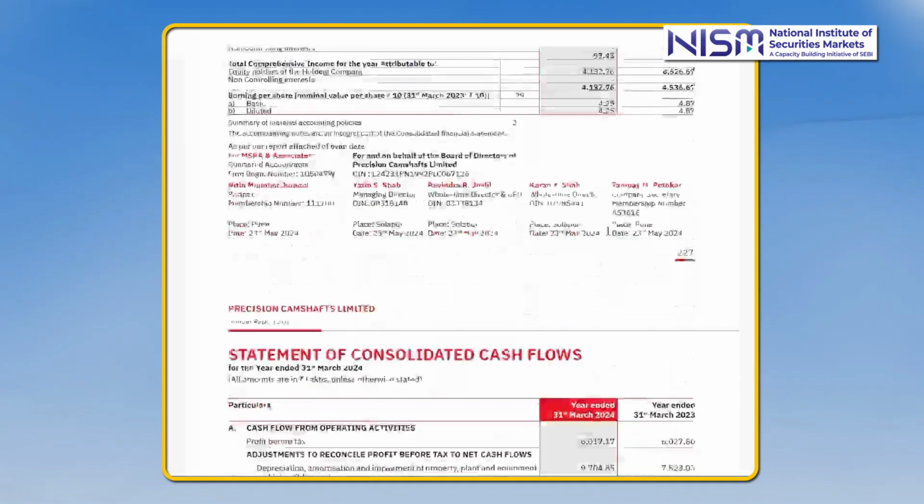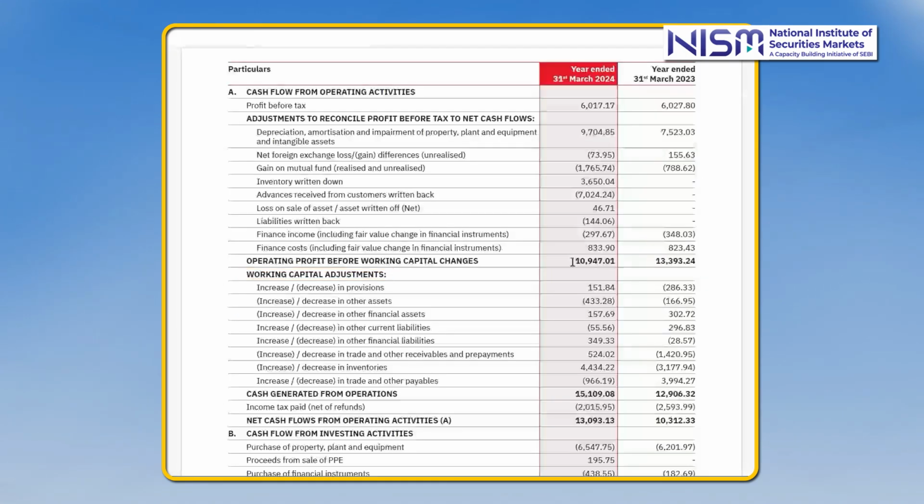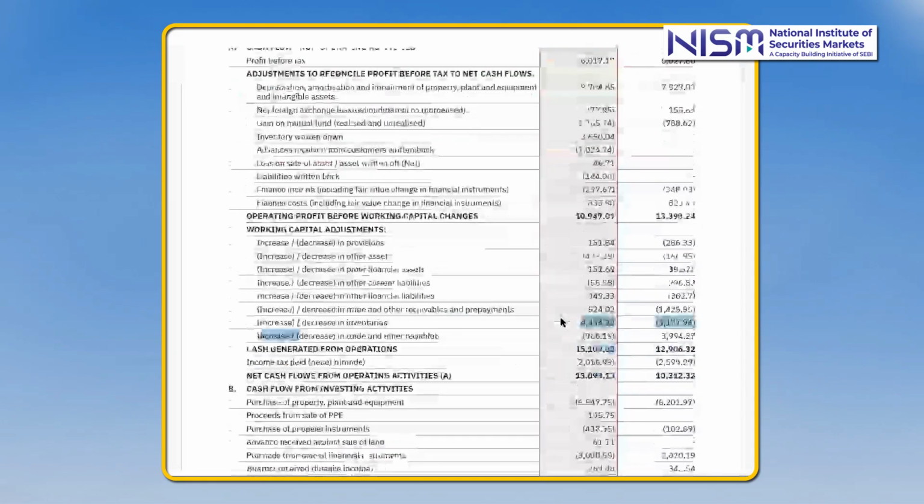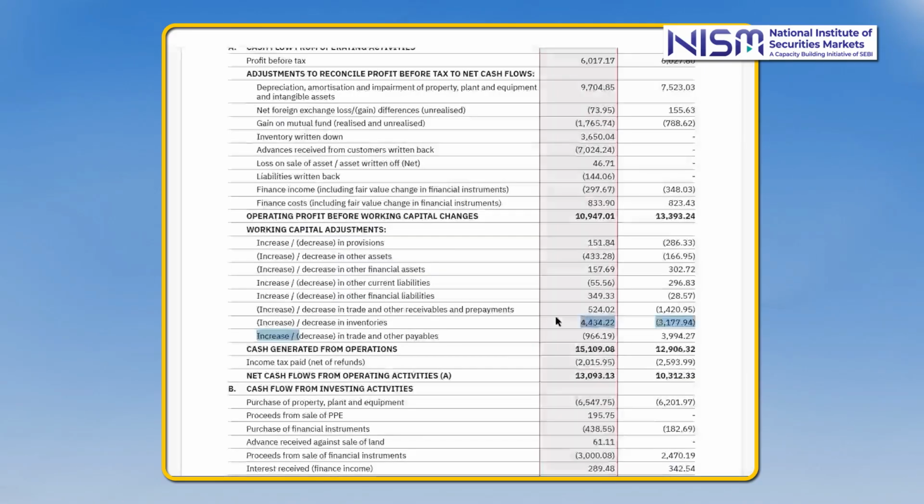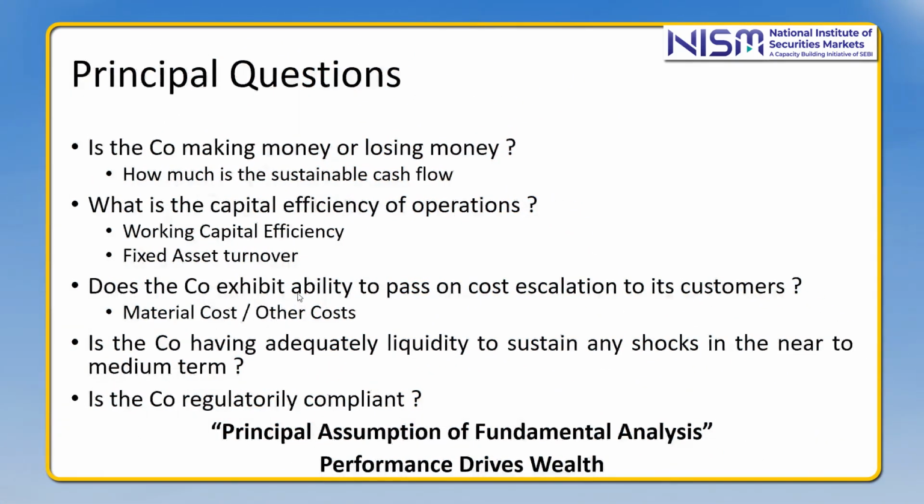Let us see what has happened in the previous year. In the cash flow statement, we can see working capital adjustments: 151 minus 109, which is around 40 crores. This is a positive adjustment because the inventories have given a positive cash flow, meaning the inventory holding has come down. So again, referring to the cash flow statement, the balance sheet and the P&L, the second principal question can be answered. Cost escalation we have already answered.